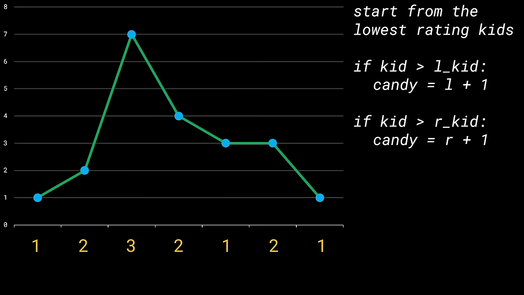All right, so this is it for the logic. It's pretty simple. What we're going to do is we're going to start from the lowest rating kids, and we're going to gradually move up the food chain. We're going to gradually move up the ladder and look from the worst kids to the best kids. And each time we'll look at the left and the right and assign it 1 more candy if needed.